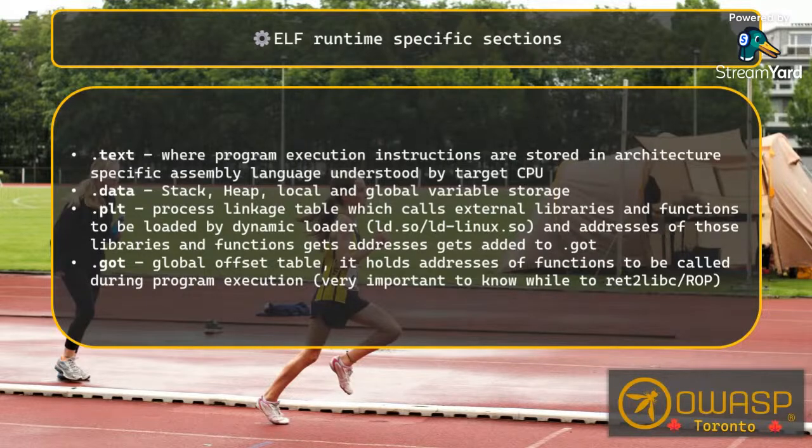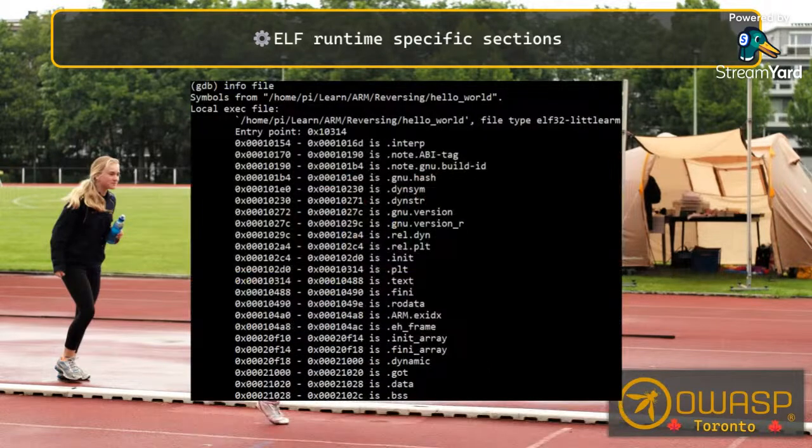Each and every binary inside Linux has multiple sections you would care about. First are text and data, and then the procedure linkage table and the global offset table. I have put all the definitions here, what they all do and the main differences between them. You can see an example screenshot of a basic hello world program on a Raspberry Pi. If you open it in GDB and type the info file command, it will show you all the sections inside that binary file.